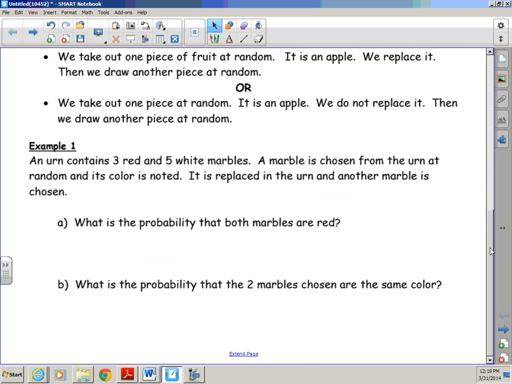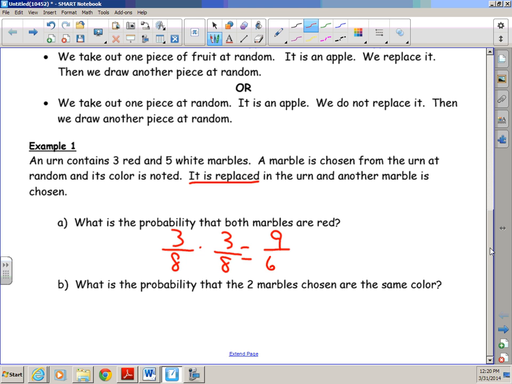All right. So I have an urn, which is a jar, that contains 3 red and 5 white marbles. A marble is chosen at random, and it is replaced. Okay? And what that simply means is it's put back in. So what's the probability that they are both red? The first one being red is 3 out of 8. Since it's put back in, it's still 3 out of 8. So it's 9 out of 64.